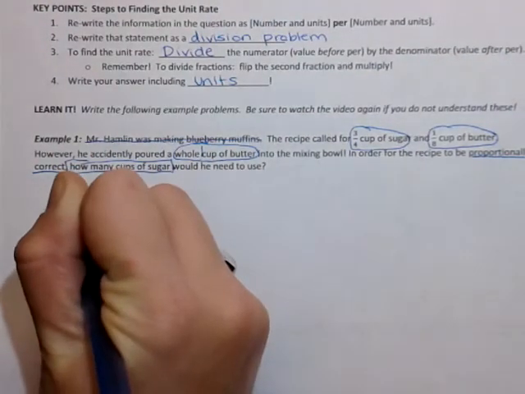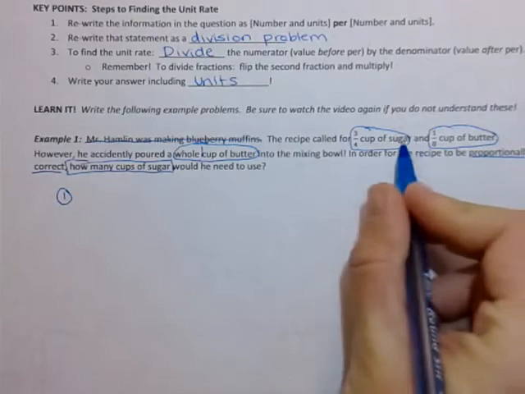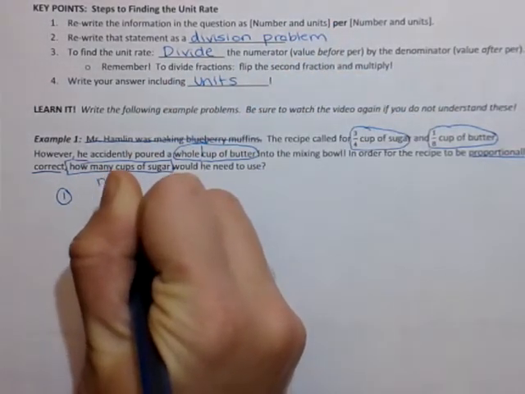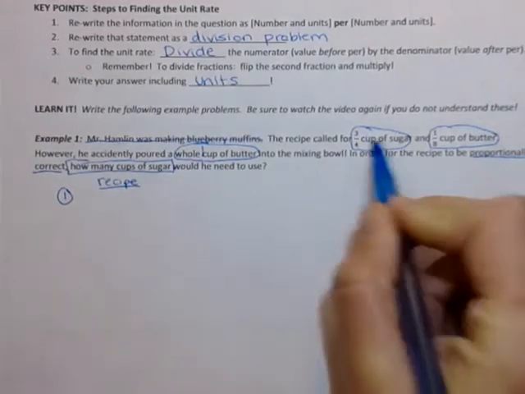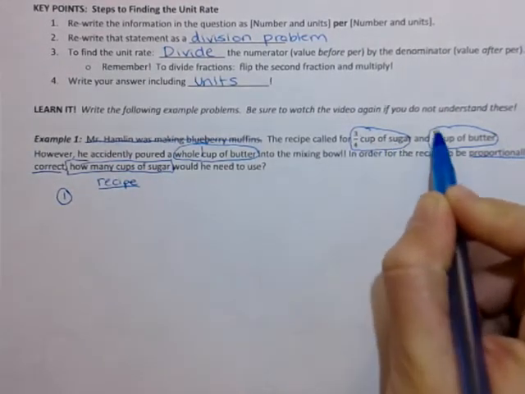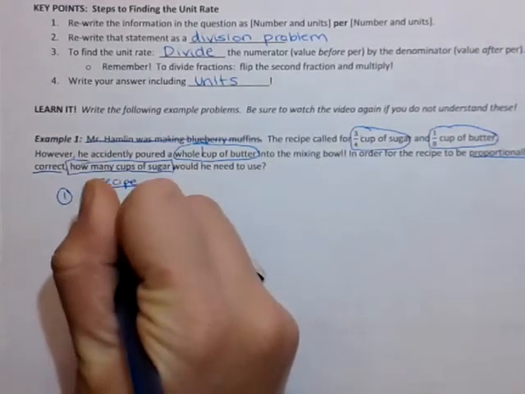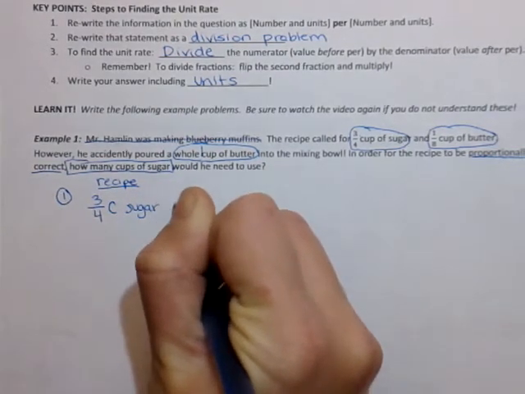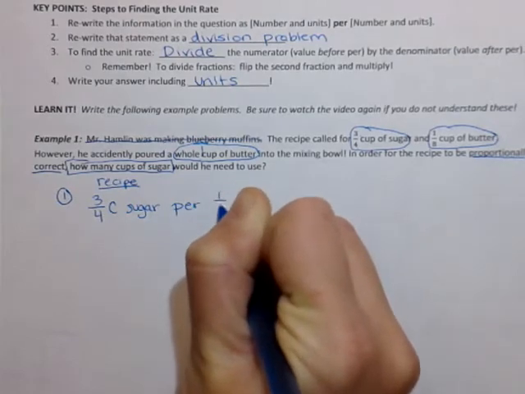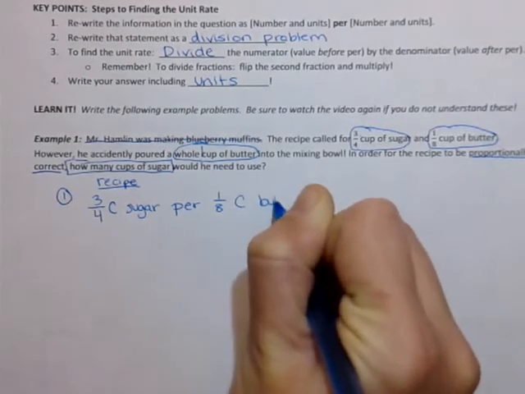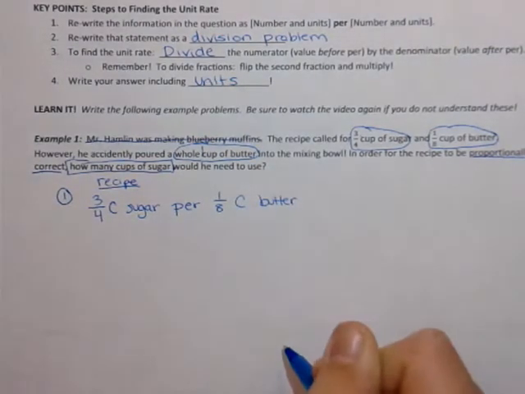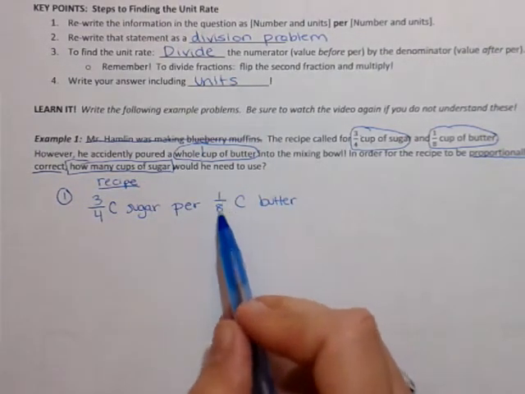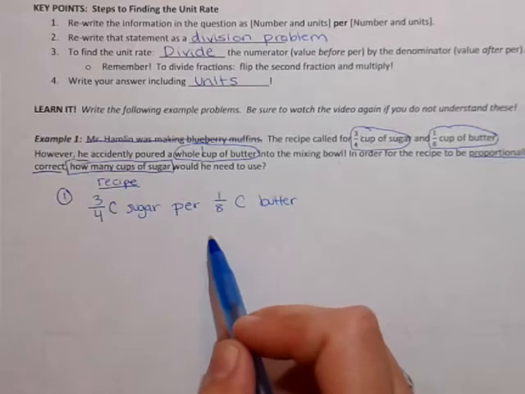Step 1, I'm going to rewrite the information in the problem using the original recipe with per. So my recipe says that I need 3/4 a cup of sugar and 1/8 cup of butter. So I'm going to write that as 3/4 cup of sugar, C stands for cups, per 1/8 cup of butter. Now I know Mr. Hamlin actually put in a whole 1 cup of butter, not 1/8, he put in 1. So I'm going to need to find the unit rate.